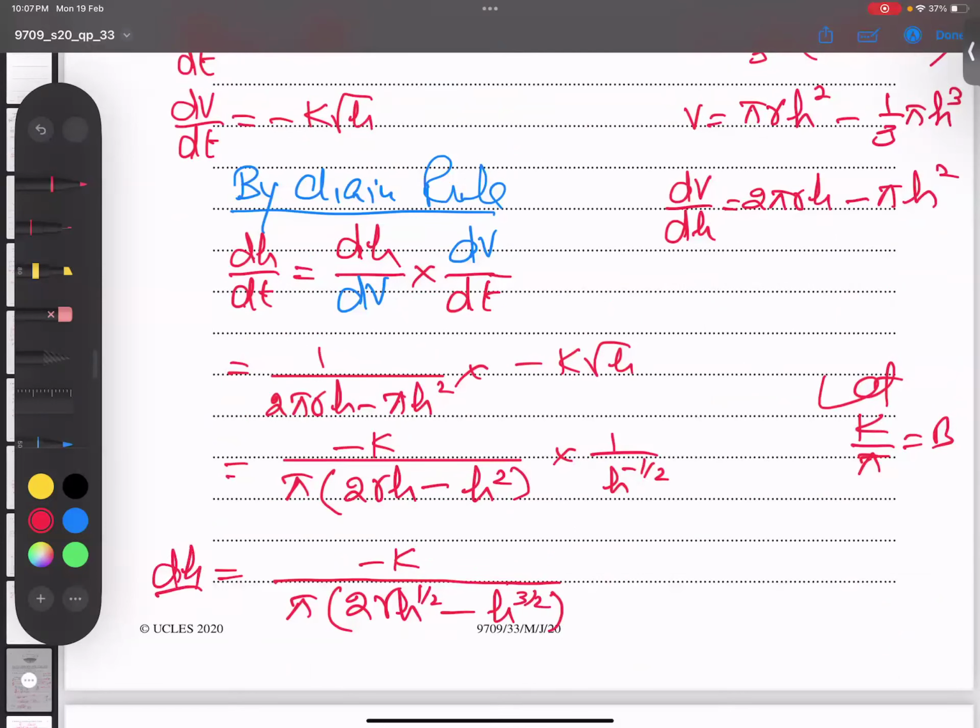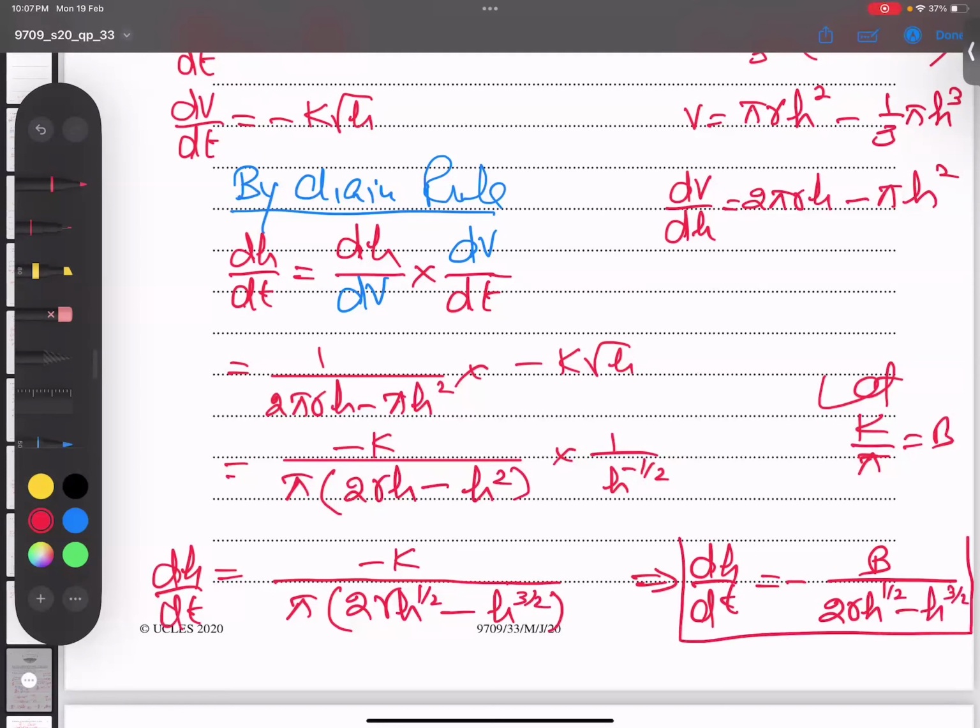So I think the target is achieved, and I can say that dh/dt is actually equal to negative b over 2r h to power half minus h to power 3 by 2. So Mabruk, the target is achieved, and we have done it. Alhamdulillah Rabbil Alameen. I believe you got the idea very well of proving differential equations.